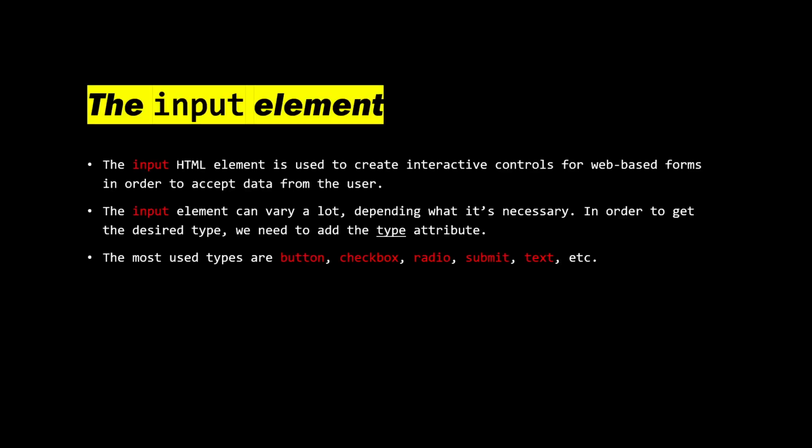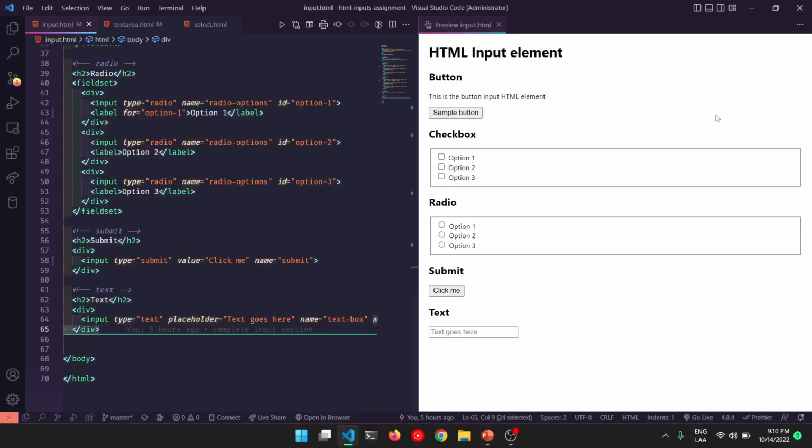Input element. The input element is used to create interactive control for web-based forms in order to accept data from the user. There are a lot of types of input elements. The most used types are button, checkbox, radio, submit, text, and so on. But there are many other useful types like password, emails, colors, etc. Okay, I'm going to show this code.